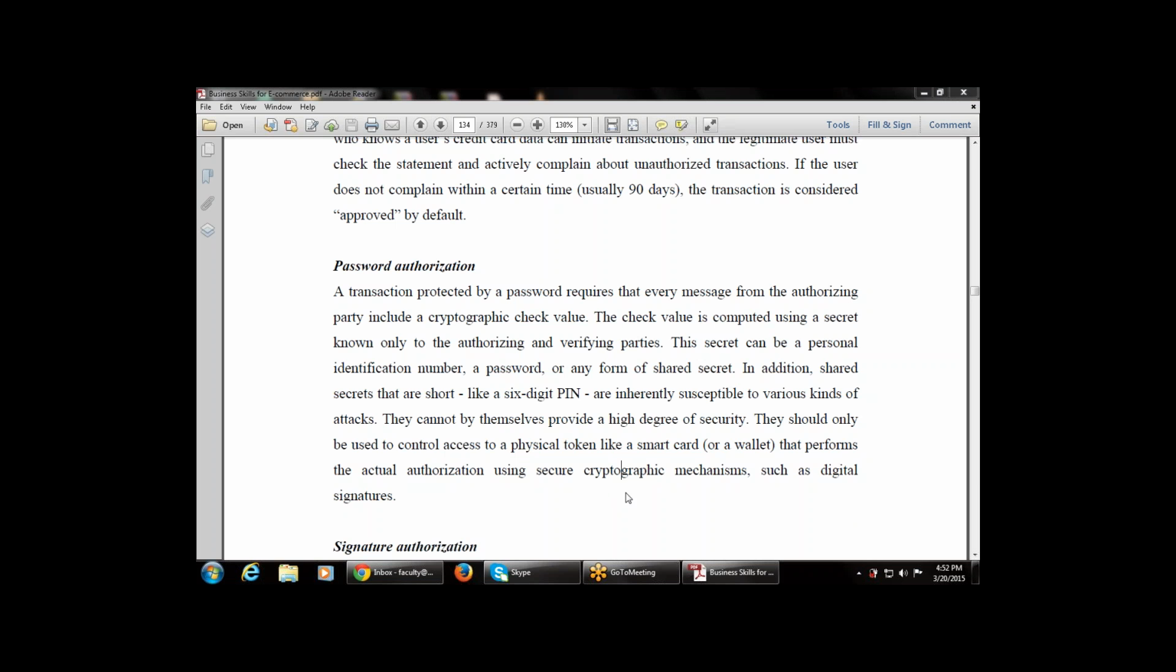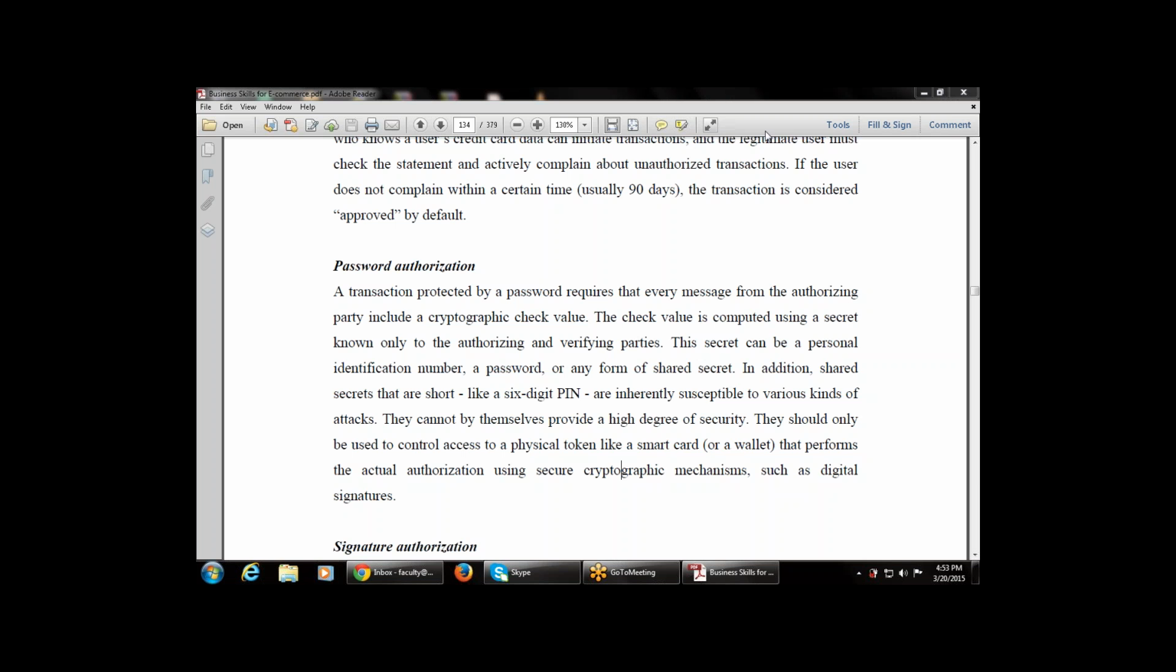So this is password authorization. That is, an authorization is made with the help of a password. We can make the transaction authorized by using a password. The condition is that the password must be strong, fulfilling all the criteria and conditions that are used for a strong password.